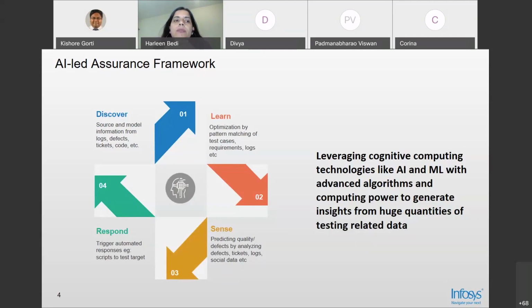So first of all, you need to discover the source of data. For example, on what do I need to build my ML or AI models? So like I said earlier, this could be your defects, your tickets, codes, logs. So this could be anything on which you want to build.